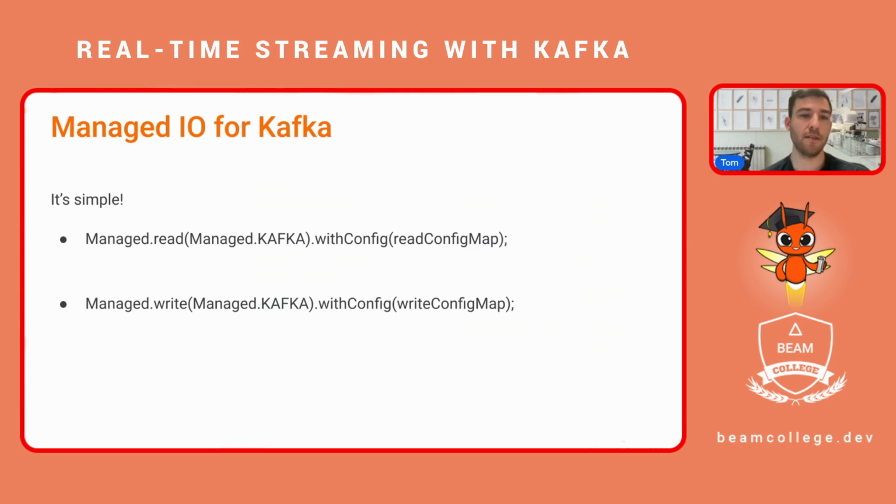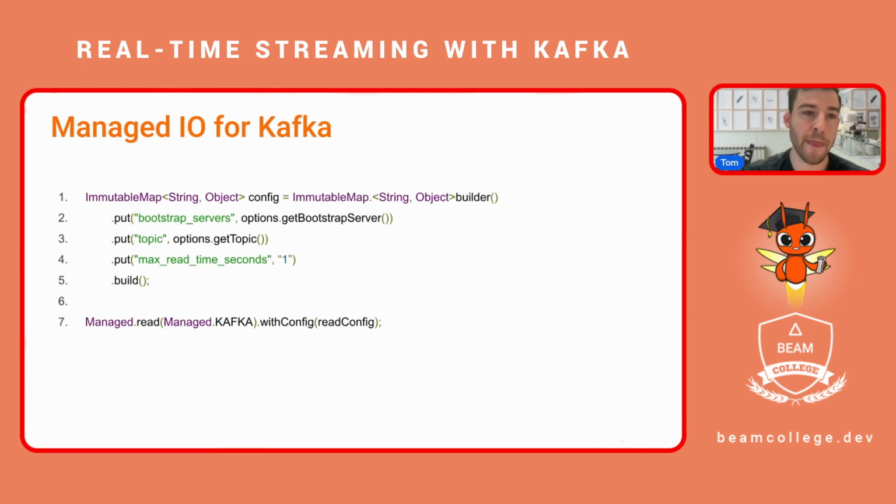Managed I/O makes Kafka integration extremely simple. You can read from Kafka and write to Kafka as shown, simply providing the key value pairs for your configuration. This streamlined approach greatly simplifies configuring your Kafka connectors with Apache Beam. Let's look at a more concrete example. Here, we're creating the configuration with required properties first, and then we use the managed transform to create the Kafka read.